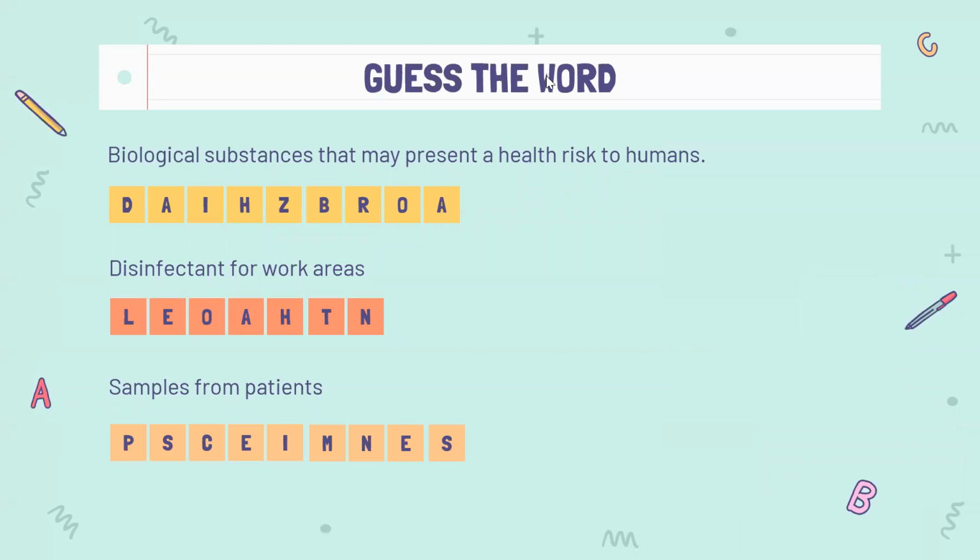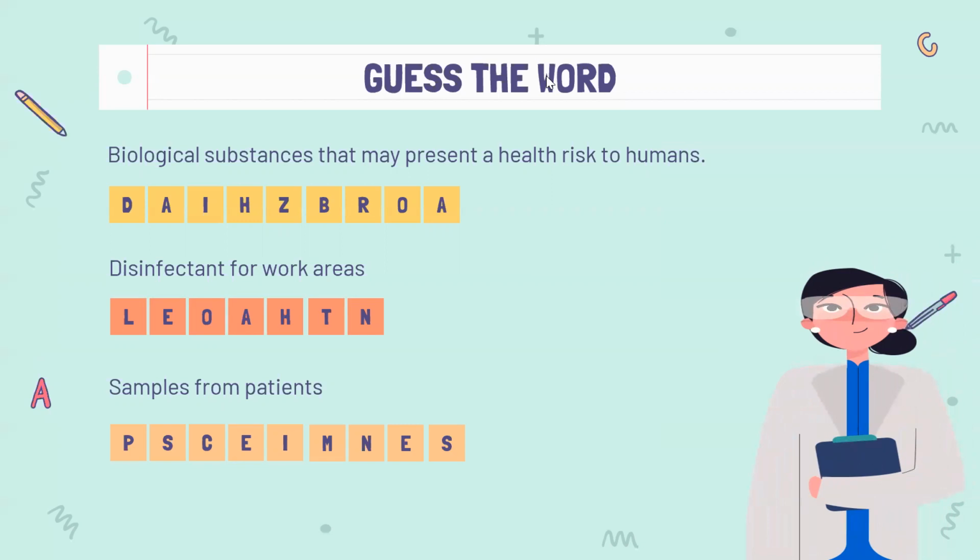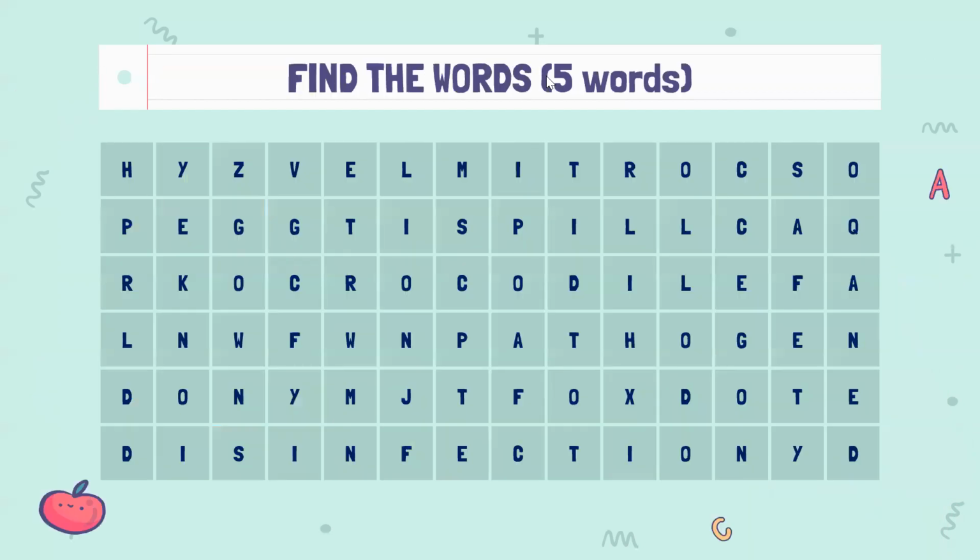Guess the words. The first word is the biological substances that may present a health risk to humans. Second word, disinfectant for work areas. Third word, samples from patients. Find the words. There are 5 words hidden in here. Could you please help me find them?